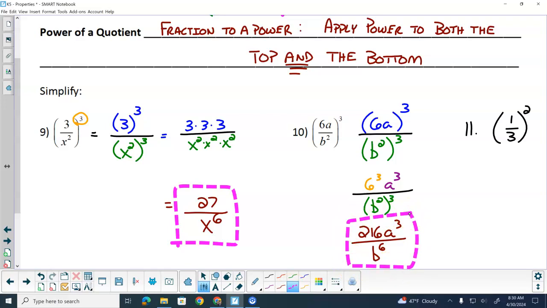So you get that. If it's just straight up numbers, it's done the exact same way. So this is 1 squared over 3 squared. 1 squared is 1 times 1, which is 1. 3 squared is 3 times 3, which is 9. So 1 over 9. Okay.